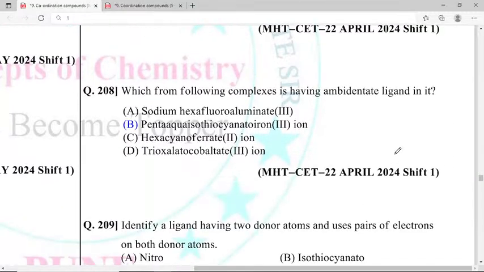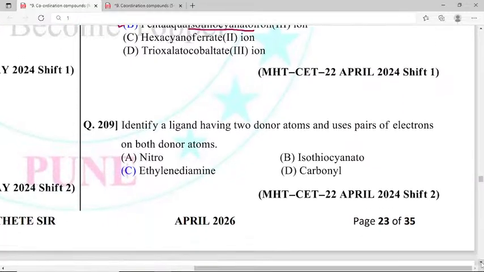Which of the following complexes has an ambidentate ligand in it? Ambidentate: nitro, nitrito, thiocyanate, isothiocyanate. So this is the pentaaquaisothiocyanate complex. So option B is correct. Ambidentate ligands: cyanide, isocyanide, isothiocyanate, thiocyanate, nitro, nitrito. Only these are the ambidentate ligands.